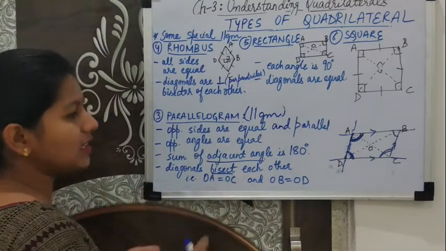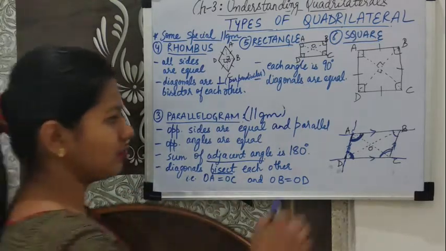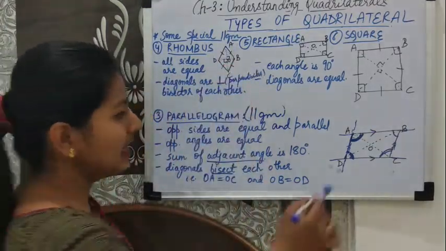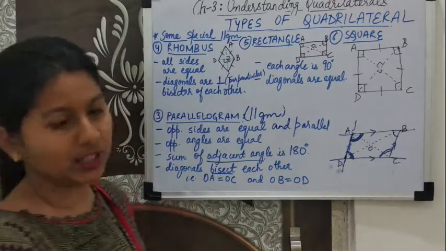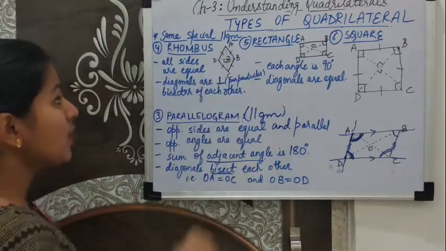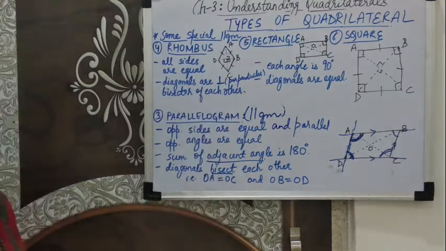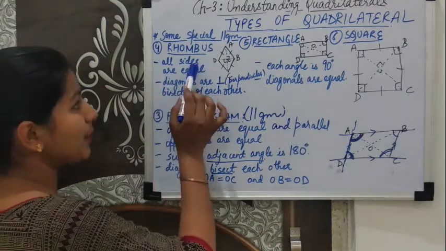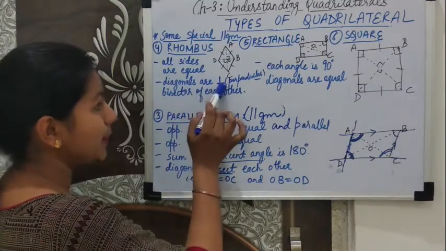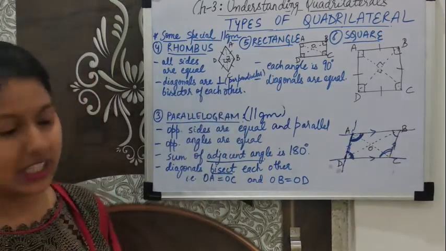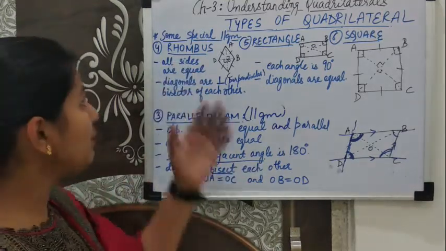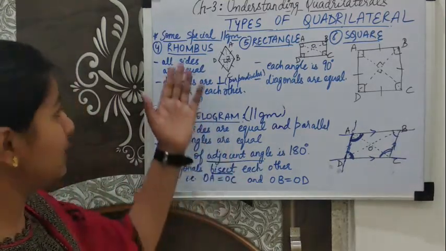यहाँ पे जो diagonals है वो simple bisect कर रहे हैं, मतलब bisect तो कर रहे हैं. यहाँ पे भी bisect कर रहे हैं लेकिन यहाँ पे 90 degree नहीं है. यहाँ पे कैसे है? Perpendicular है, 90 degree में. So these are the two important properties of rhombus. First property, that all sides are equal and diagonals are perpendicular bisector of each other. So these two properties make it different from parallelogram and this is called rhombus.